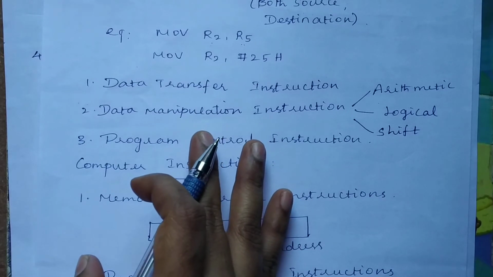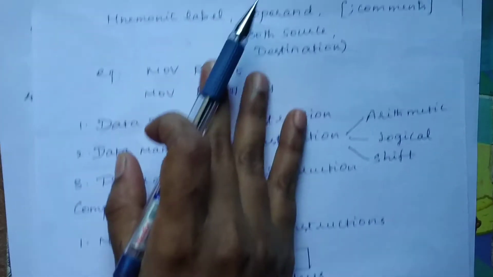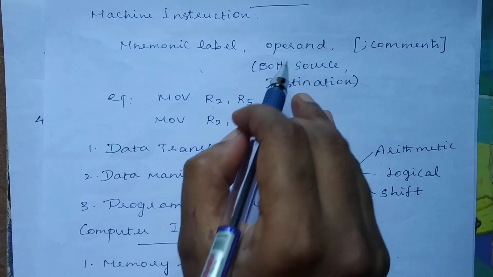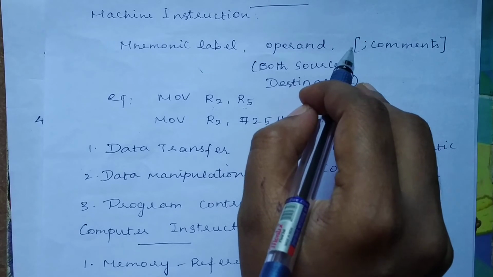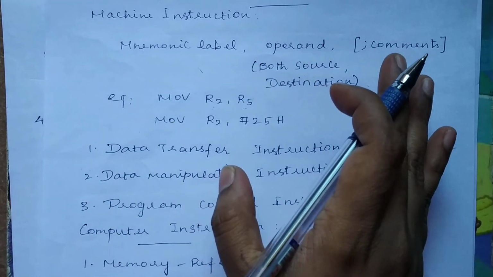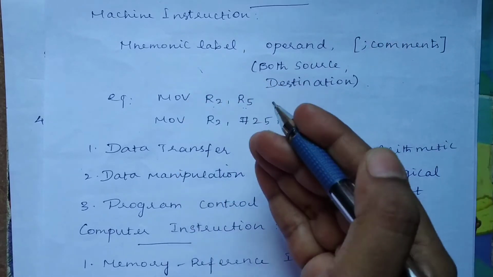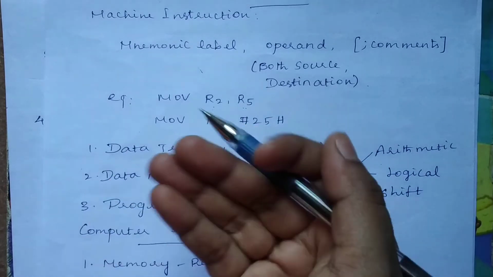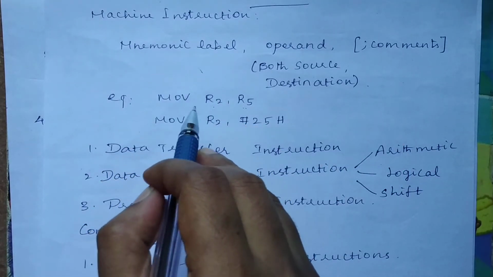So this is about the machine instruction, how we are representing the machine instruction with the help of this mnemonic code followed by the operand list and followed by the comments. Comments are optional and may or may not be given by the user. Suppose if they are not providing the comments, no problem. By seeing the instruction itself, we can understand what kind of operation we are going to perform. So that is what the mnemonic label represents.